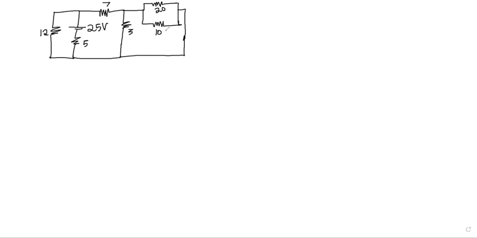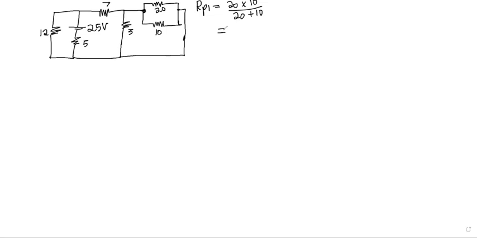How are 20 ohm and 10 ohm connected? They are connected in parallel. Why? It's because both legs of 20 and 10 are joined together. So they are connected in parallel. So RP1 is going to be equal to 20 times 10 divided by 20 plus 10.